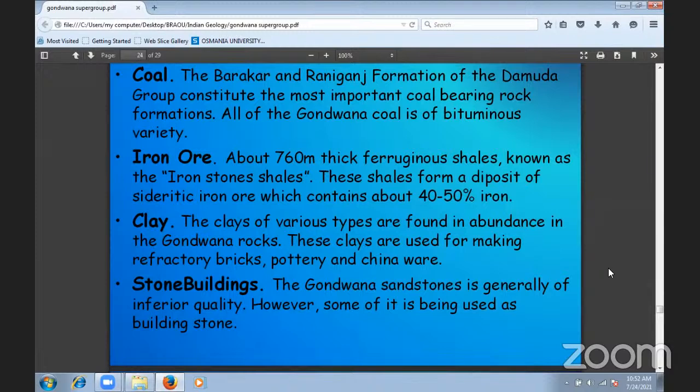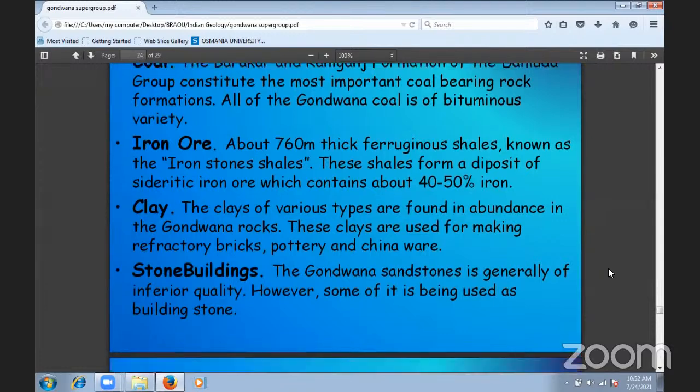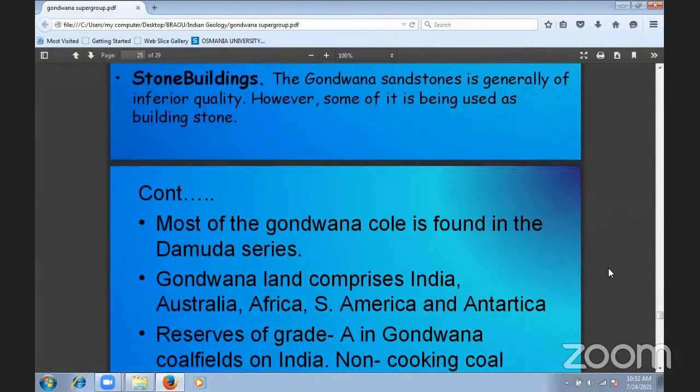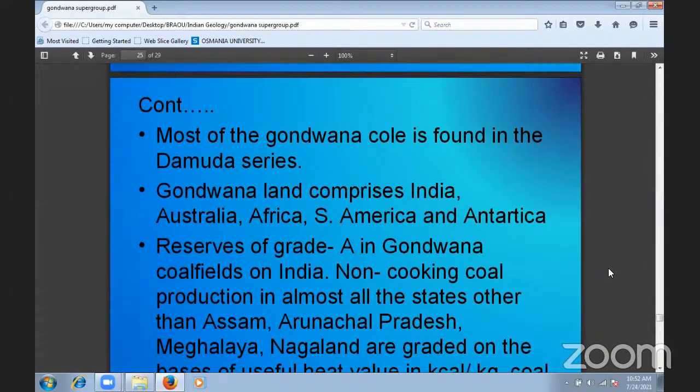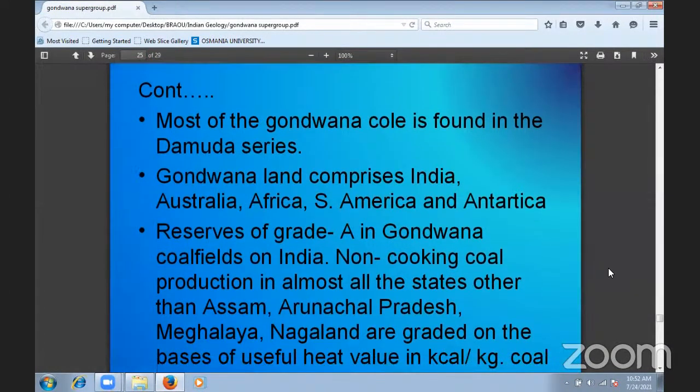Building stones. The Gondwana sandstones are generally of poor quality. However, some of them are used as building stones, and most of the Gondwana coal is found in Damodar valleys.